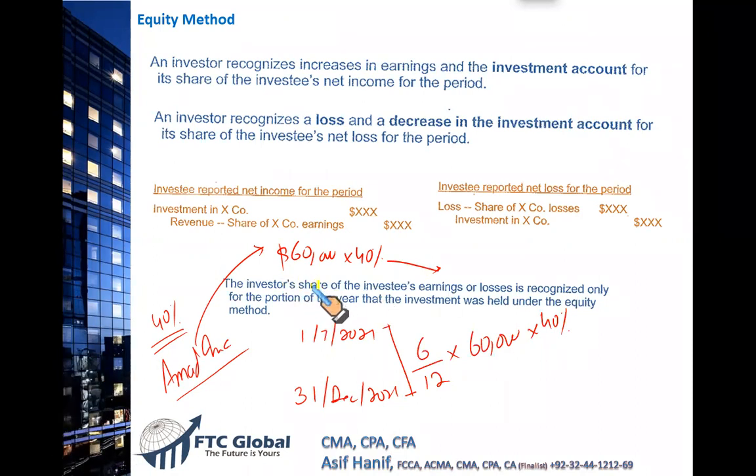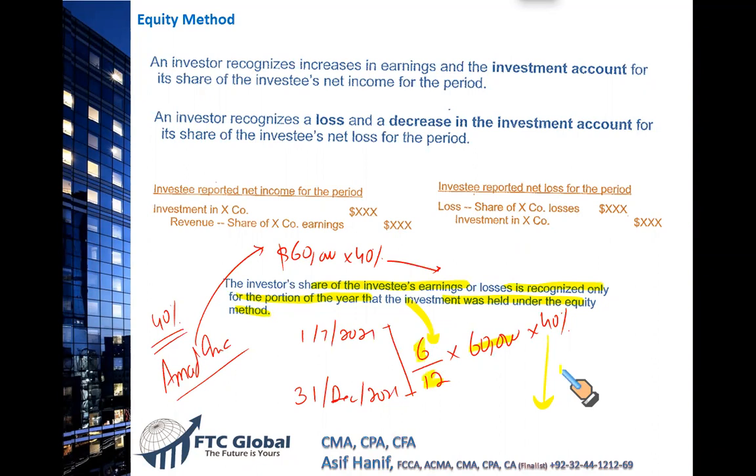If the investor's share of investee earnings or losses is recognized only for the portion of the year the investment was held under the equity method. Since this investment was for 6 months only, from July to December, I am going to take just 6 months out of 12, and that 40% will be reported as my income for the period. So this is an important point to be noted.